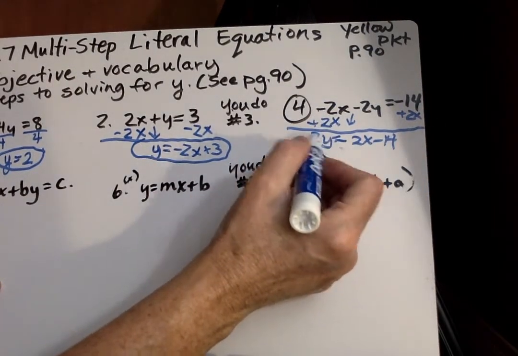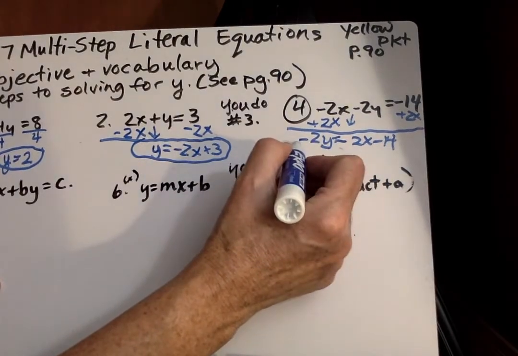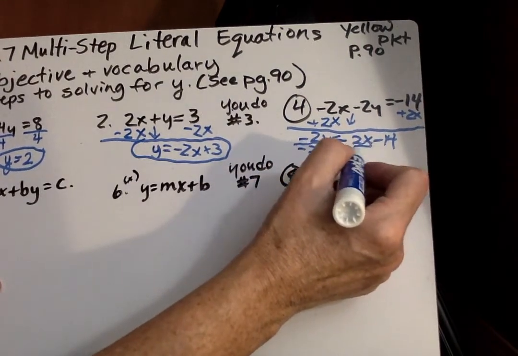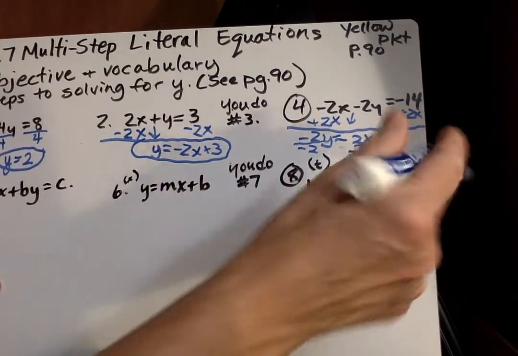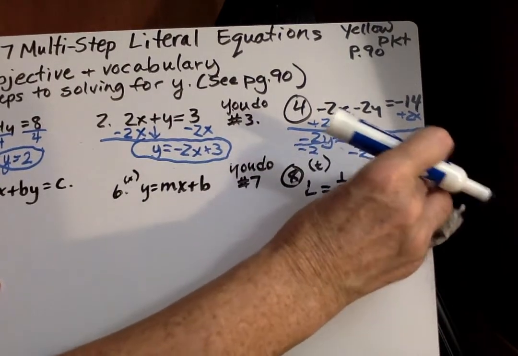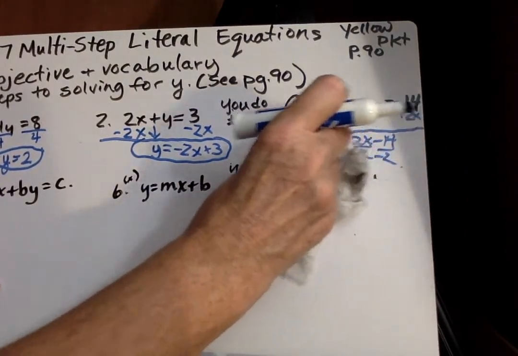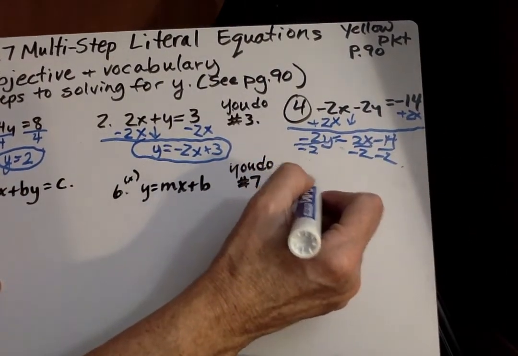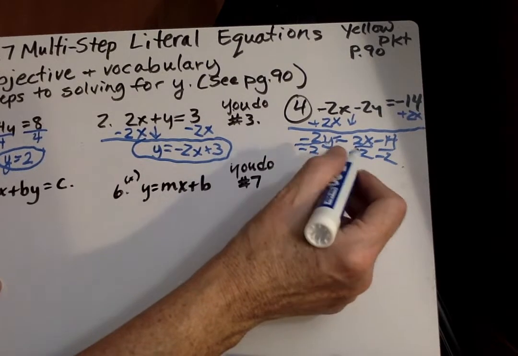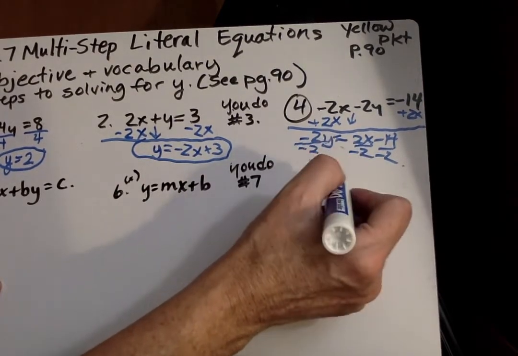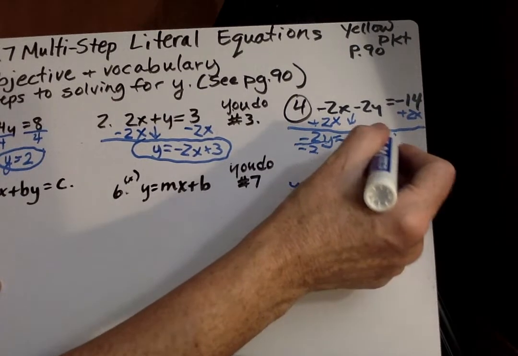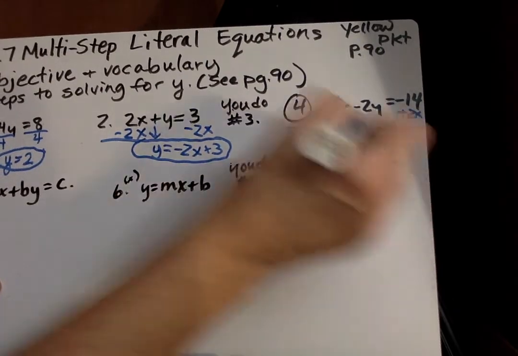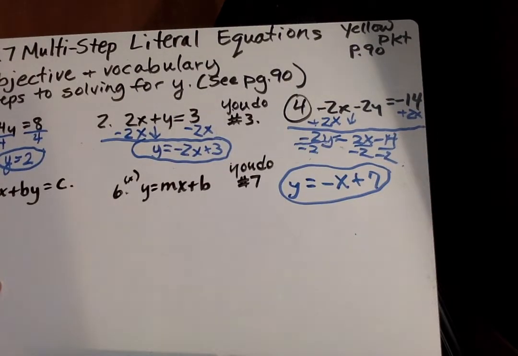Then we divide by the number in front of y. This again is the coefficient. So we divide everything by negative 2. Divide by negative 2, divide by negative 2. And I might just rewrite number 8 later because I want you to be able to see this. Then we have to simplify. So y equals x. Is it going to be negative x? Because it's 2 divided by negative 2. And negative 14 divided by negative 2. And there you have your answer on number 4.